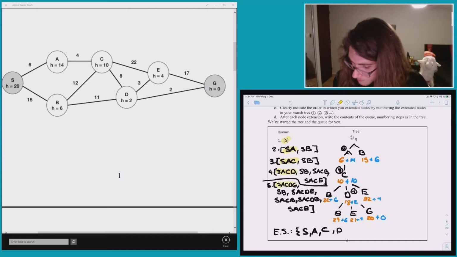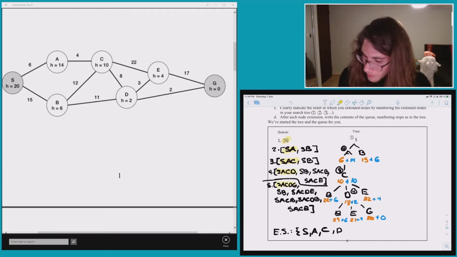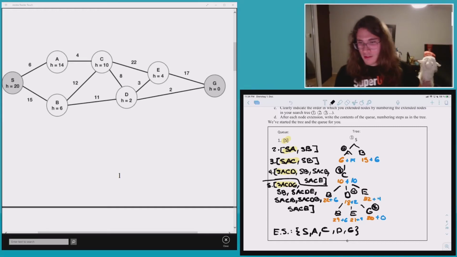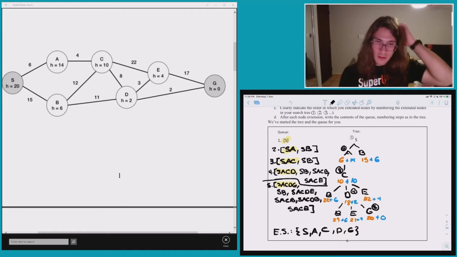And thankfully, this is the next one to pop off the queue. I try to expand G, which means G is added to the extended set, and I realize that G is in fact the goal node, so this is where we terminate.